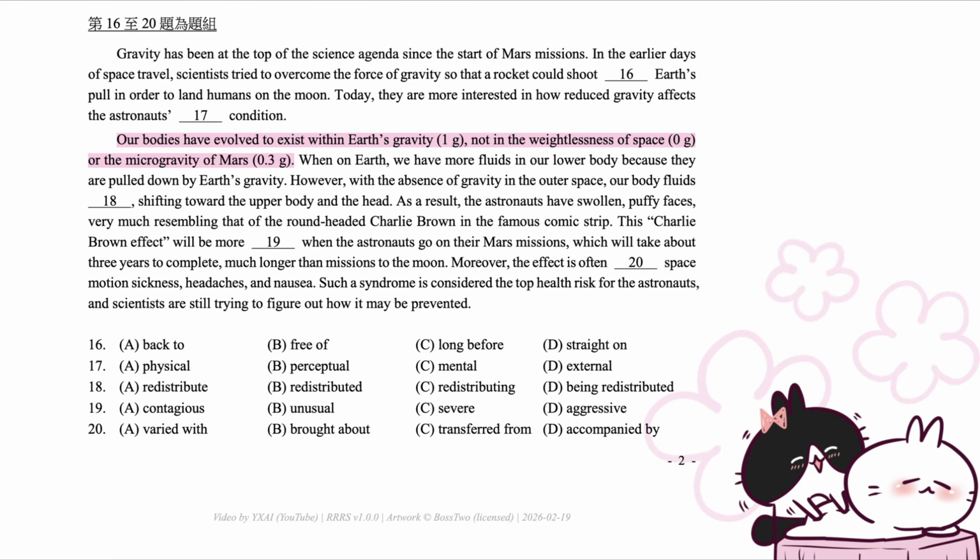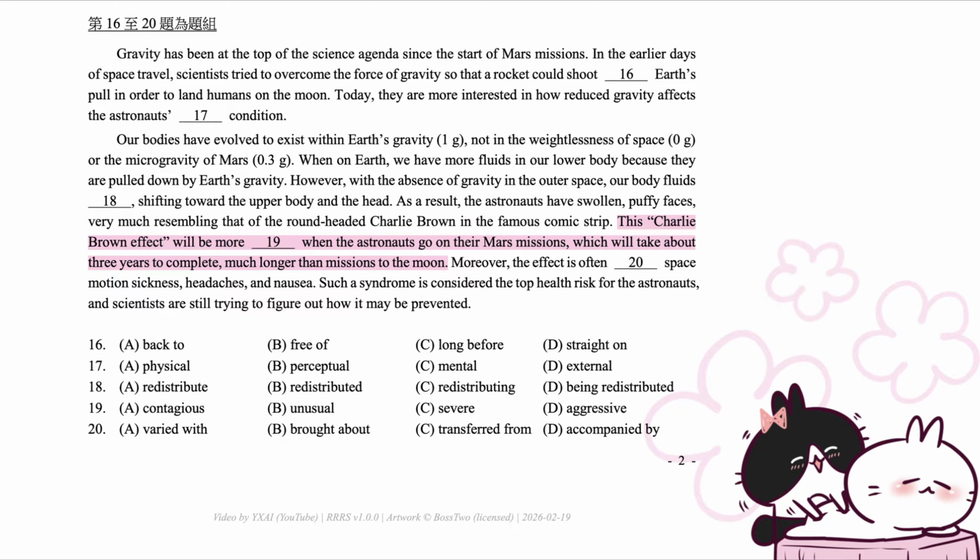Our bodies have evolved to exist within Earth's gravity, 1 gram, not in the weightlessness of space, 0 grams, or the microgravity of Mars, 0.3 grams. When on Earth, we have more fluids in our lower body because they are pulled down by Earth's gravity. However, with the absence of gravity in outer space, our body fluids redistributed, shifting toward the upper body and the head. As a result, the astronauts have swollen, puffy faces, very much resembling that of the round-headed Charlie Brown in the famous comic strip.